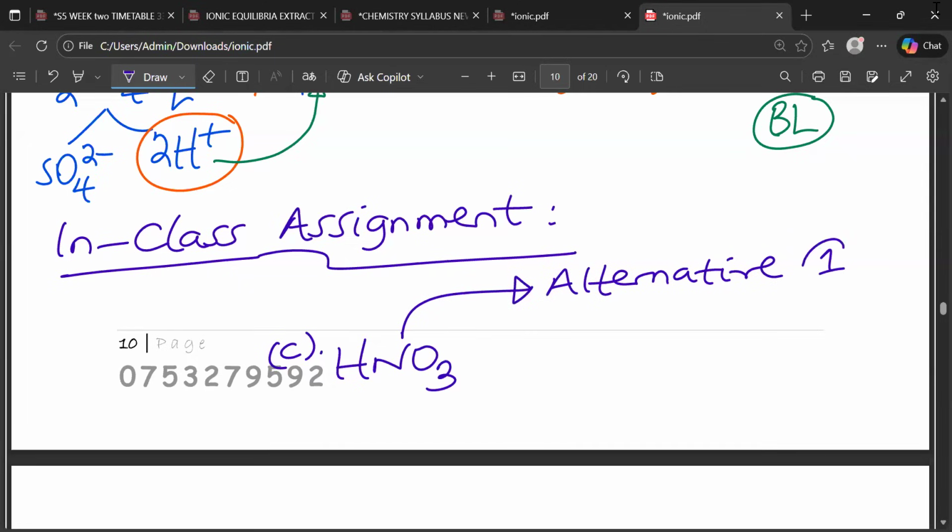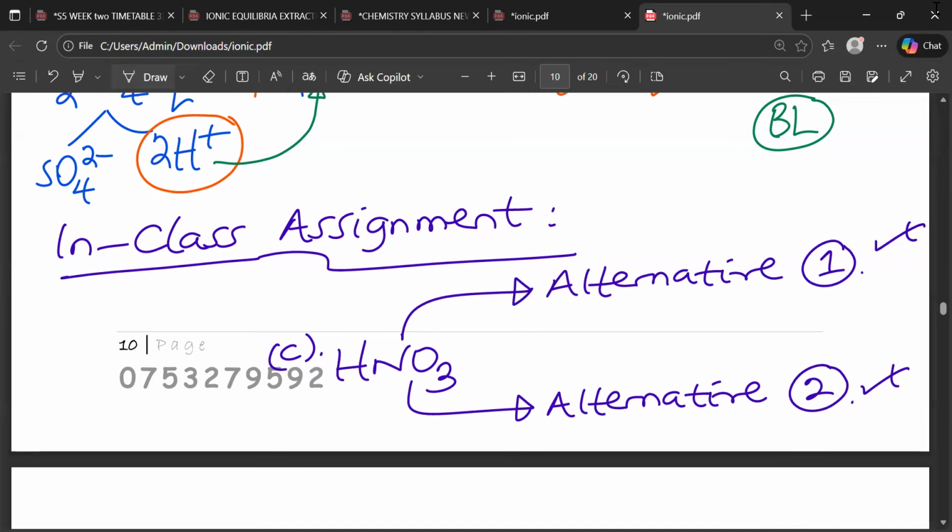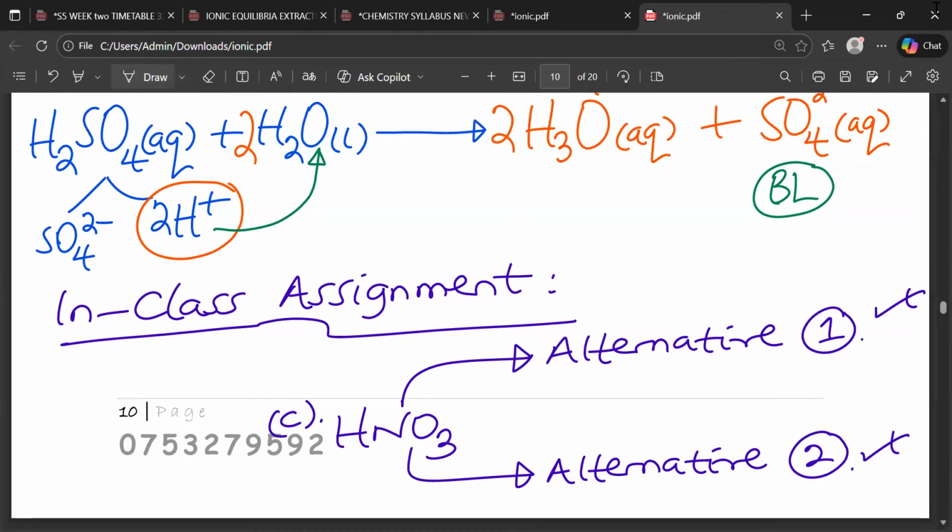Now, where I'm stuck is that initially you told us that water is neutral, that water has a neutral pH. Now, why is it that here it's accepting a proton, so it's acting as a base? Yes, but we shall see that later on in the pH.